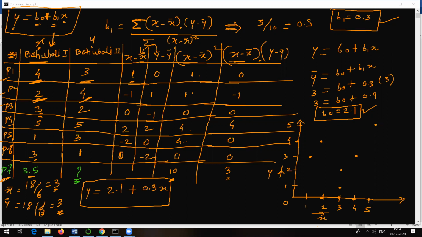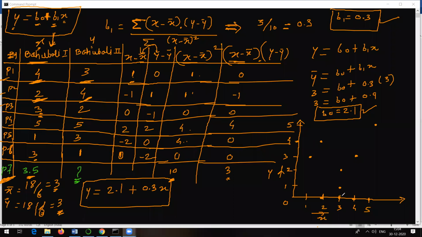What we want to do is predict if this person gives a 3.5 rating for Bahubali Part 1, what will be his rating for Bahubali Part 2? This is what we actually want to predict. For that, as I told you initially, linear regression is going to make use of the equation of a straight line. So first of all, we need to draw a straight line. Now to draw a straight line, we need at least 2 points. So that's what I am going to do.